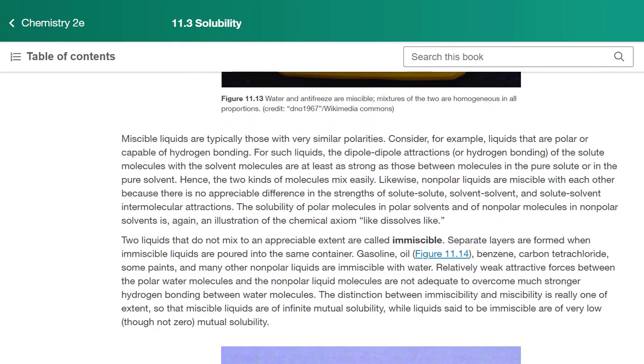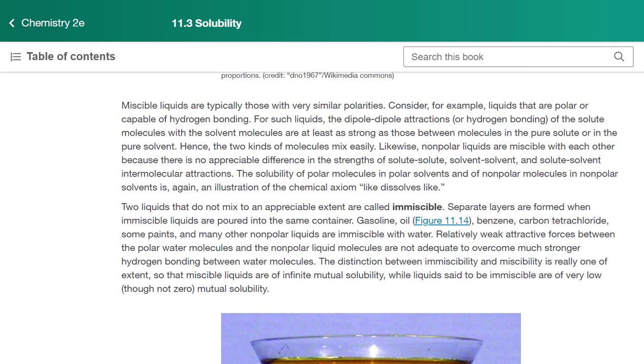The other possibility is if they are, well, let's talk about miscible a little bit more. For miscible liquids, they have very similar polarities. So with ethanol and water, for example, they both have hydrogen bonding. So because of the hydrogen bonding, they are always going to fit well together.